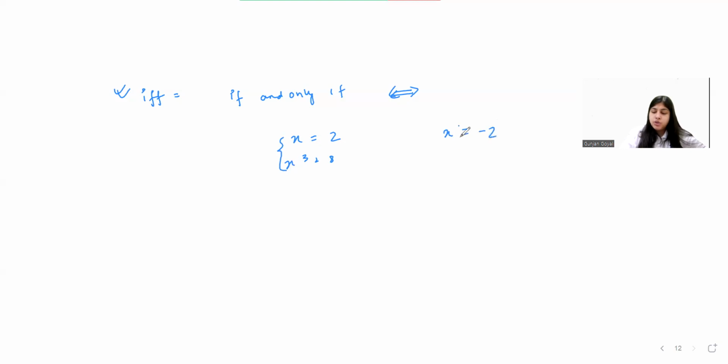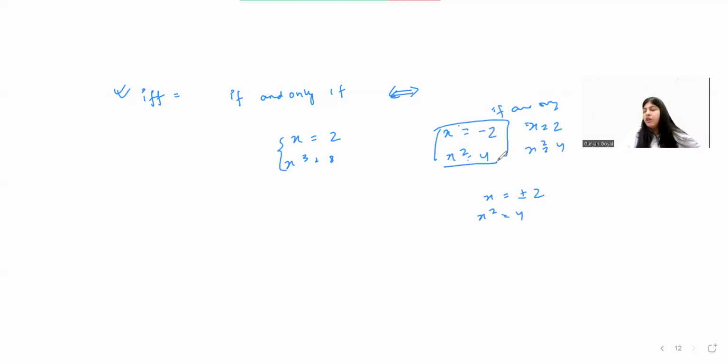X is equal to minus 2, then x square is equal to 4. Why not if and only if? Because even if x is equal to 2, x square is equal to 4. Okay. This is not an if and only if situation. I would write if and only if x is equal to plus minus 2, x square is equal to 4. But only in this scenario, if and only if does not work, or both implies do not work, because x square equals 4 can be implied as x is equal to plus minus 2.